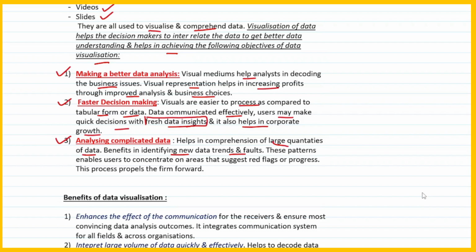These patterns enable users to concentrate on areas that suggest red flags or progress. If there is something which is not good for the company, that is called a red flag, right? If some problematic area exists and you enter that arena, it may create some kind of trouble for the organization. So that is called a red flag. Hence these patterns enable users to concentrate on areas that suggest red flags or progress. This process propels the firm forward. Propels means it pushes the firm forward, or helps in the growth of the firm, right?